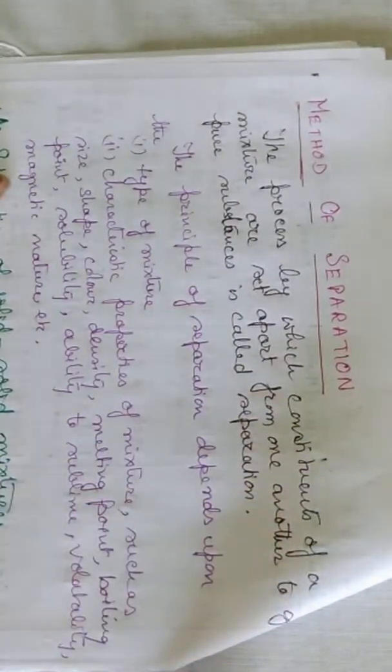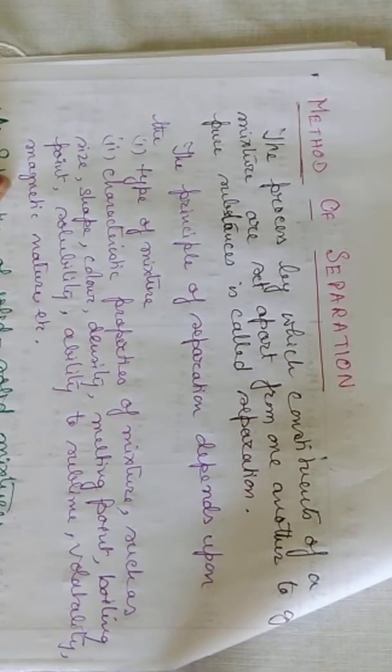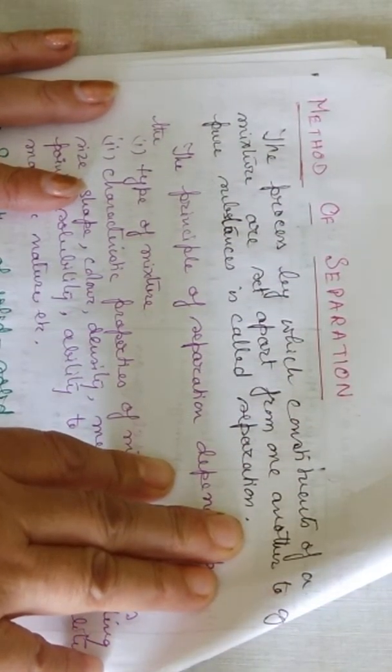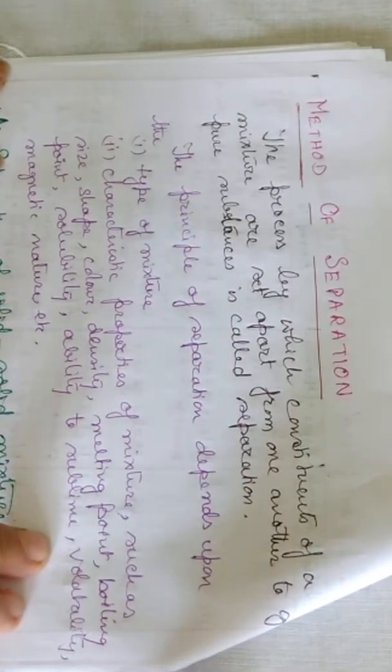Now, the method of separation. What is the method of separation? It's the process by which the constituents of the mixtures are set apart from one another to get pure substances. That is called the separation, method of separation.